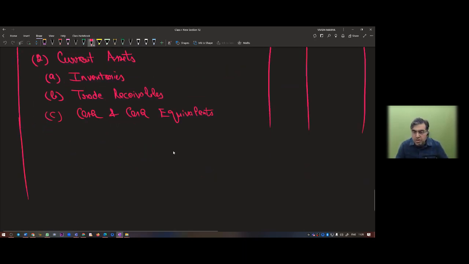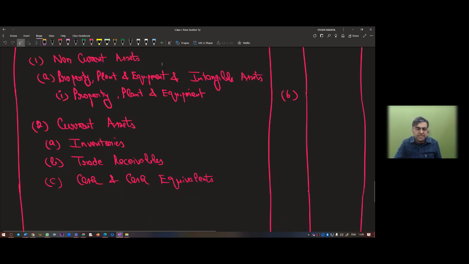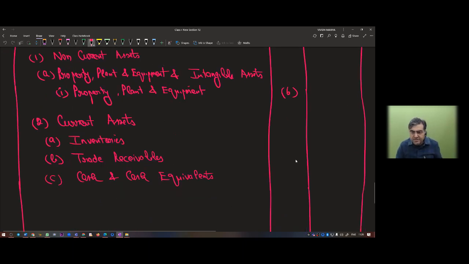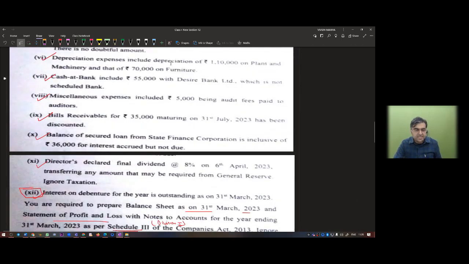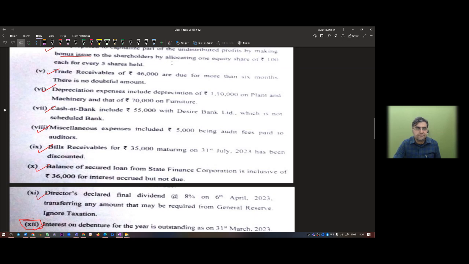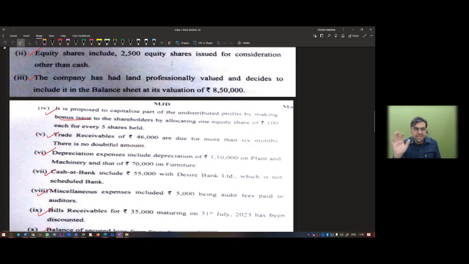Now, short-term loans and advances. Let me check. Is there any short-term loans and advances? Trade receivable, yes, it's note number 7. Trade receivables. Cash and bank. Let me check. Points to be covered. There is a note regarding trade receivables. We agree.